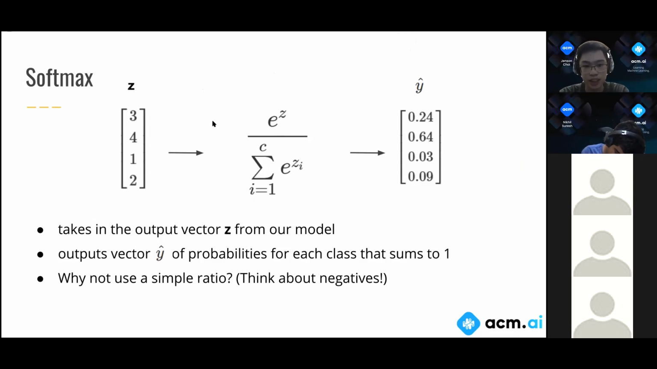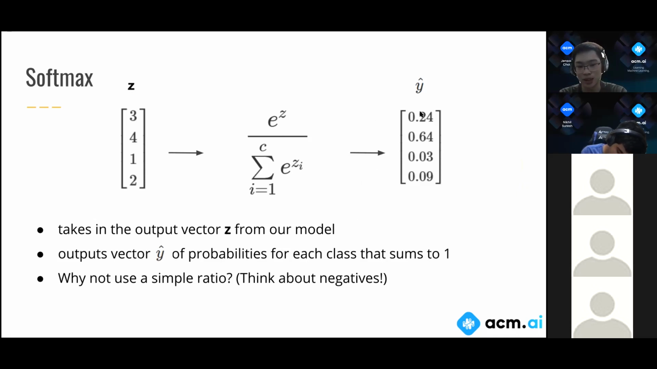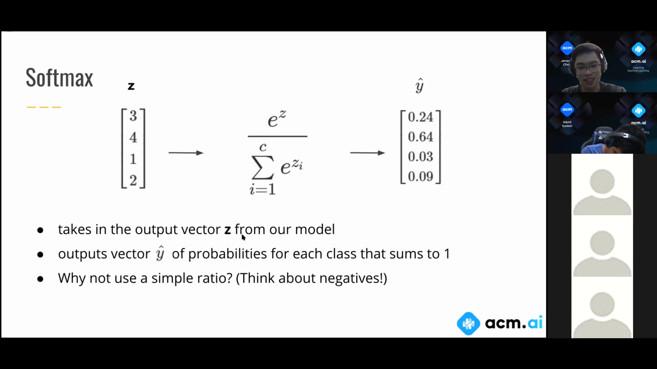Maxwell said e raised to any power never outputs a negative. Yes, that's exactly correct. And the reason that's important is, as I said earlier, our prediction, the output vector y hat, is a probability distribution. If one of the elements is negative, then you have a negative probability, which doesn't make any sense.